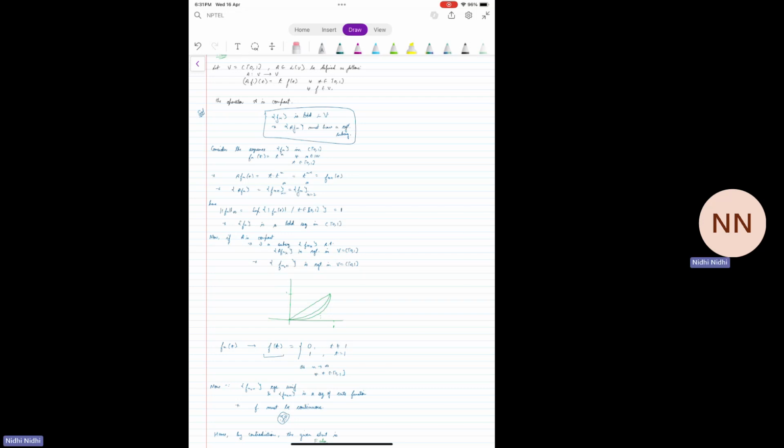Hence, the given statement is false. Therefore, this operator is not compact. I hope this solution is fine. If you have any doubt, you can ask.